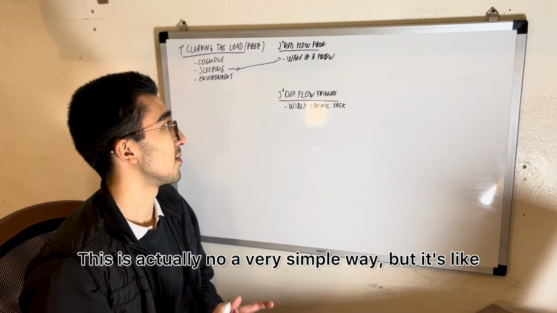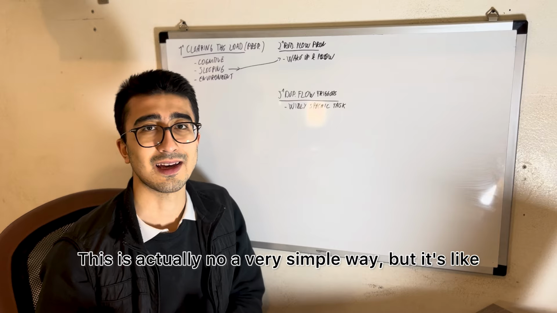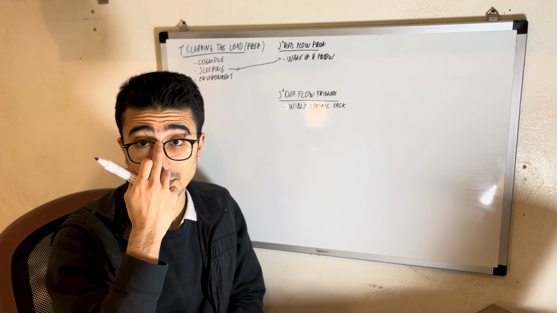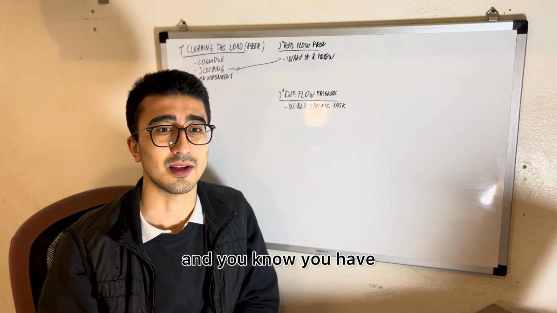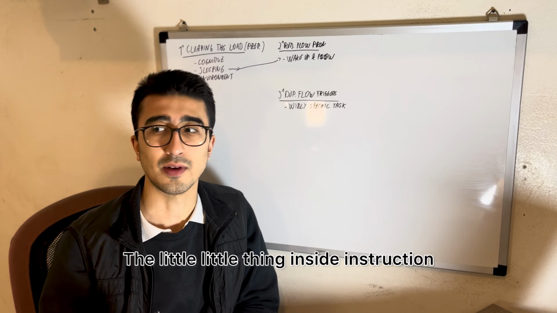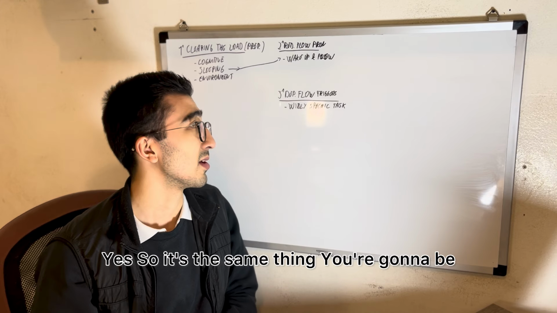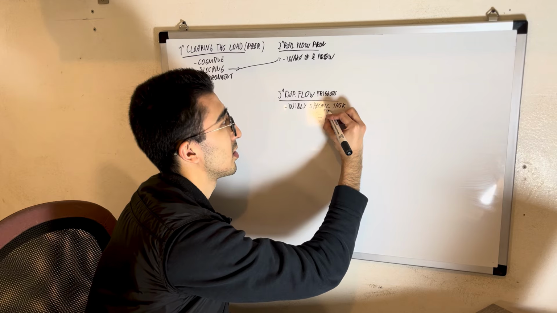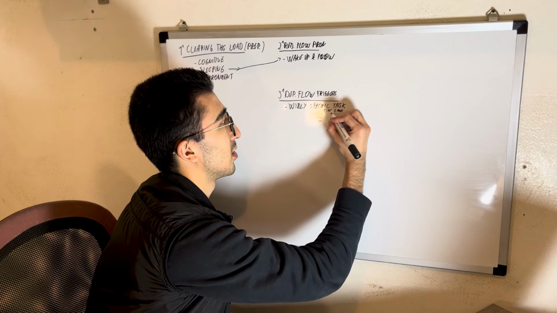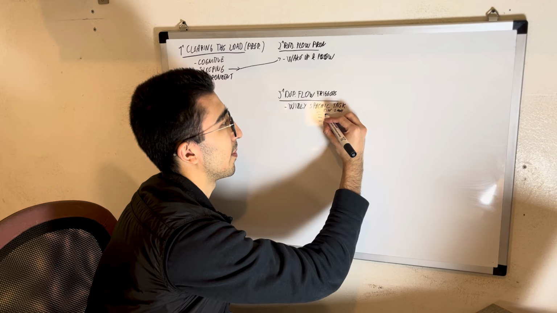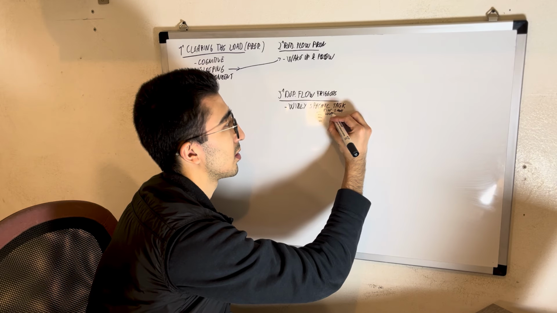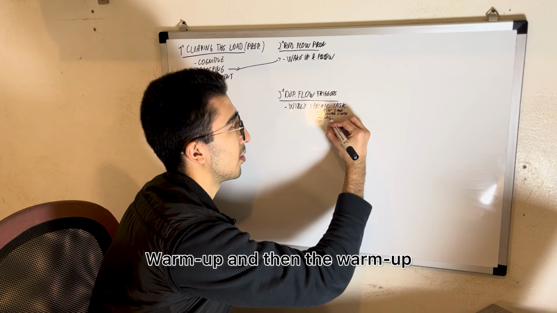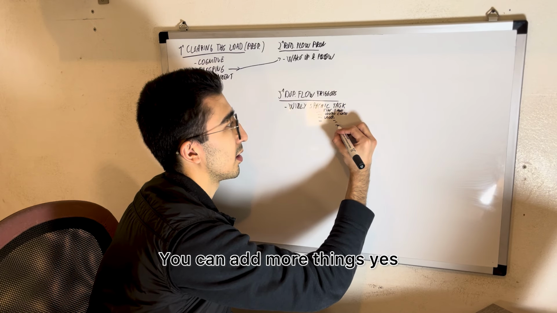So this is actually a very simple way, but it's like building an IKEA chair, where you have the little instructions inside. Yes, it's the same thing. You gotta be specific with that. I don't know, like tie shoes, then wear clothes, warm up, and then in the warm up you can add or remove things.